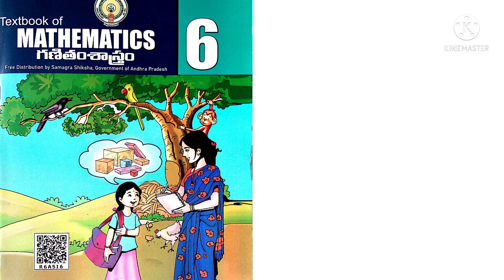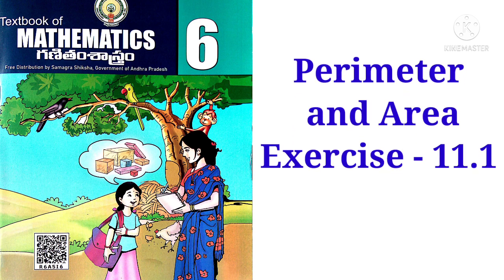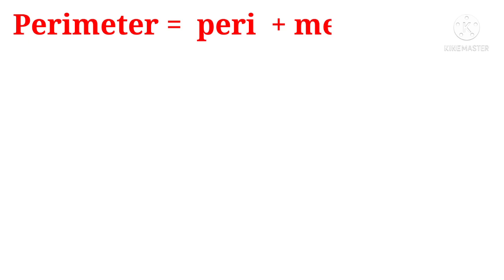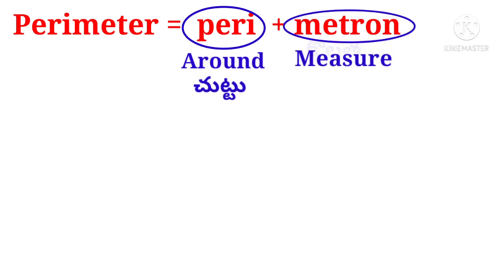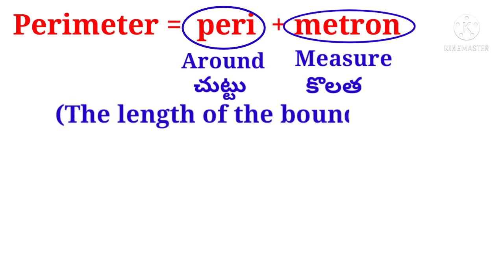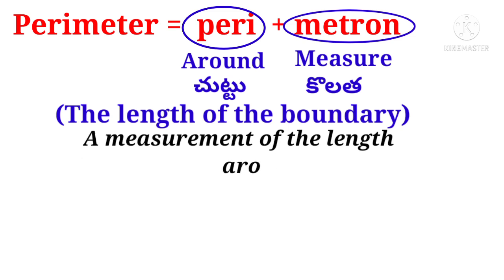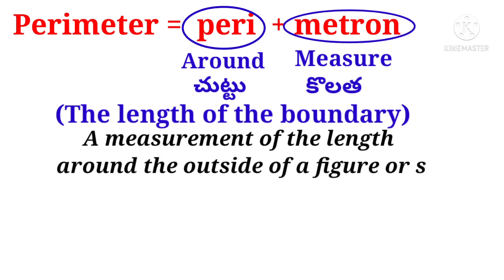Welcome to Shekhar Maths. Today we are going to learn 6th class Mathematics 11th chapter Perimeter and Area exercise 11.1. Before going to do the exercise, let us learn the concept. Perimeter. It is a word which is made up of two Greek words, peri and metron, where peri means around, and metron means measure. That means around measurement of an object or simply the length of the boundary of an object. That is a measurement of the length around the outside of a figure or shape.